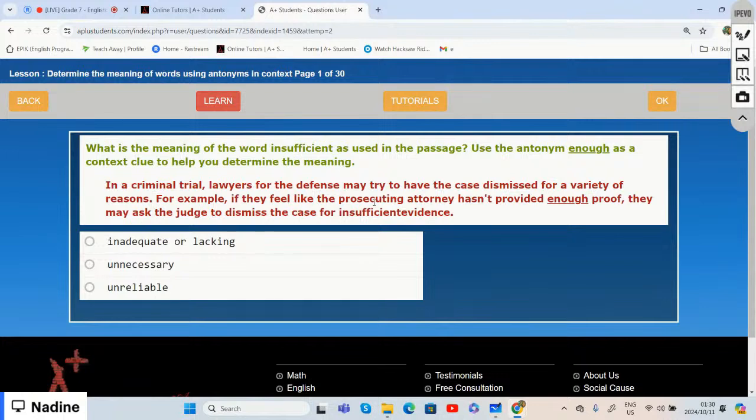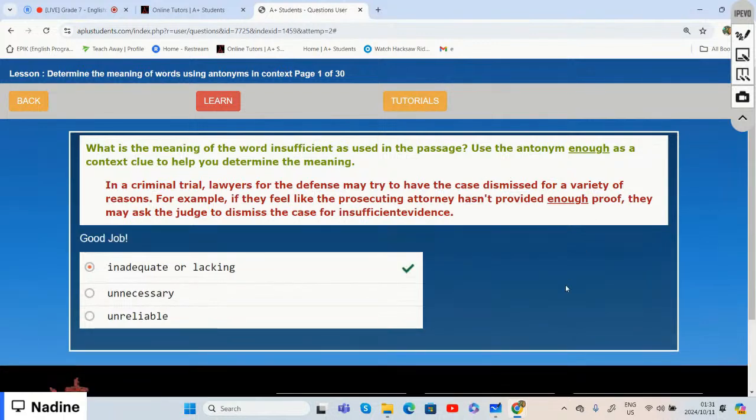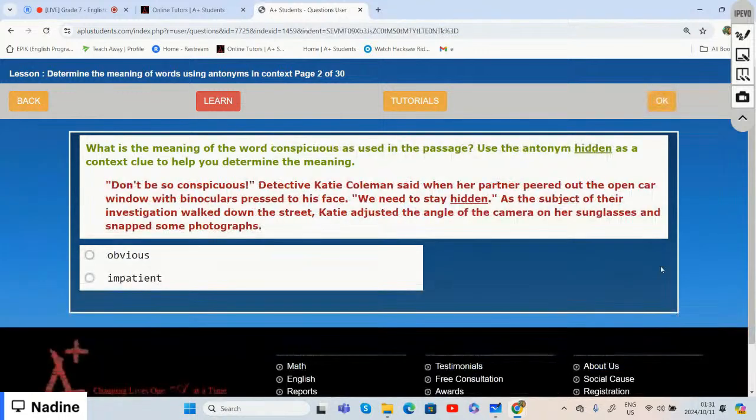All right. So it says, what is the meaning of the word insufficient? So if we were to find the meaning of the word insufficient, then we would say it is inadequate. Remember, if you don't have enough, it means that you are lacking. And the opposite of enough is not enough. So option one is correct. Yes.